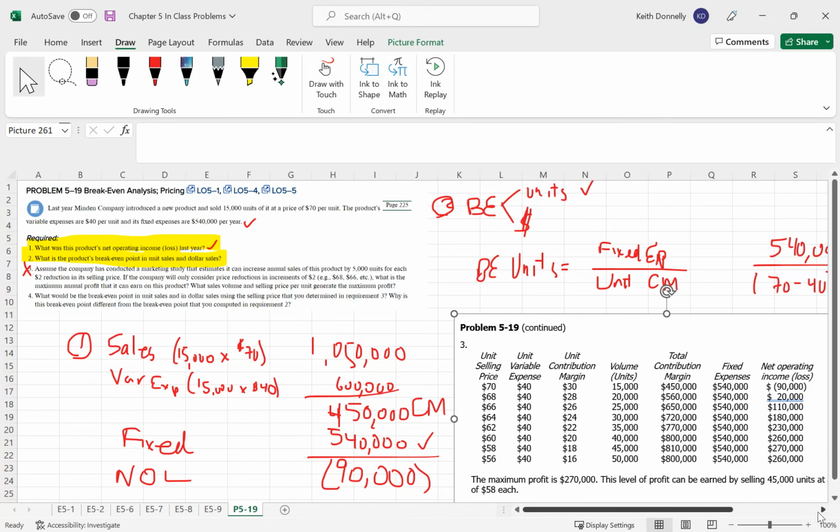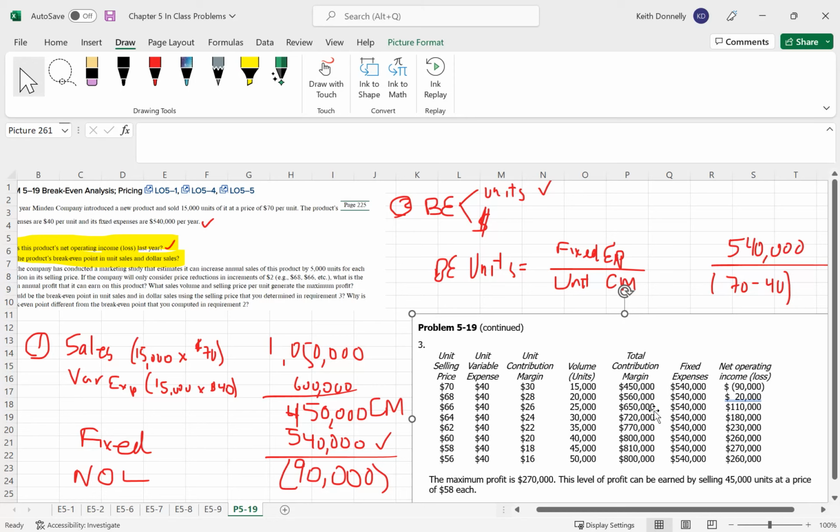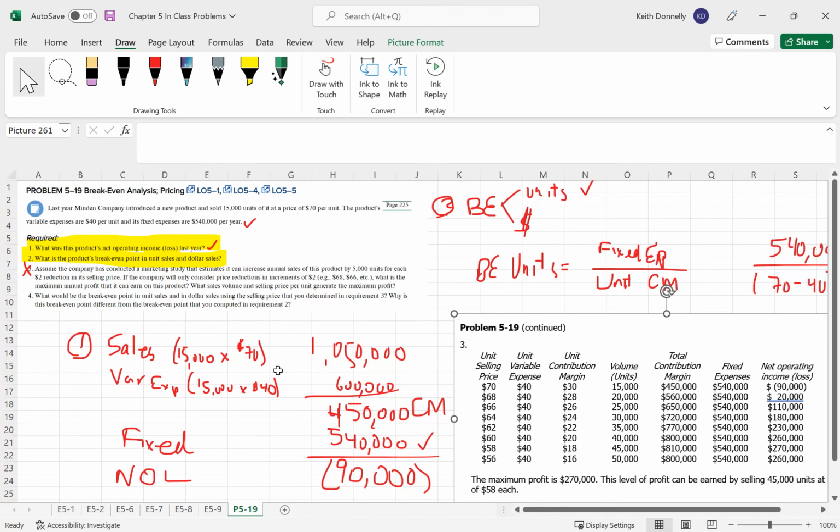Right, so here's 3. And what they're doing here, could we have typed this in? Sure. Do you want to sit here and watch me type in 100 numbers? Let's look at it and see what's going on, right? So it says, assume the company had the marketing study, and it says it can increase its annual sales of the product by 5,000 units for each $2 reduction in selling price, right? So for every $2 you bring down that price, you go up in sales by 5,000.